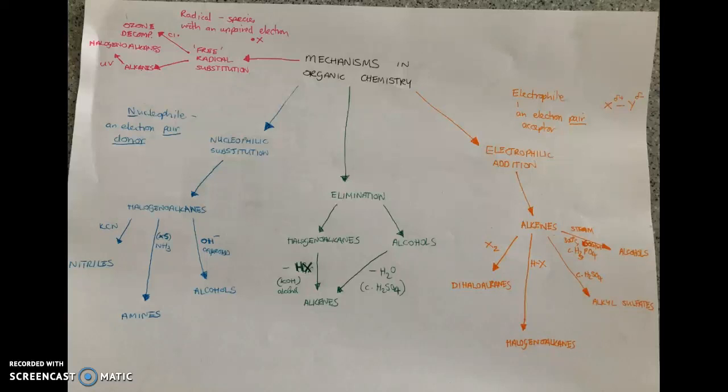In this video, which is another dealing with mechanisms in AS organic chemistry, we're going to look at the free radical substitution reactions. This looks at alkanes reacting with halogens under the influence of ultraviolet light, and also the decomposition of ozone. Remember, a radical is a species with an unpaired electron. So a species means it could either be an atom, a molecule, or an ion. And we show the unpaired electron with a dot on the relevant atom.